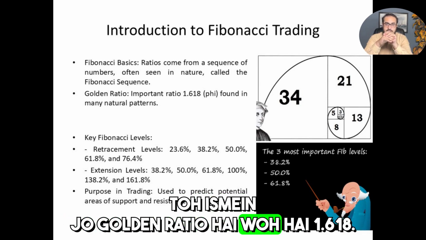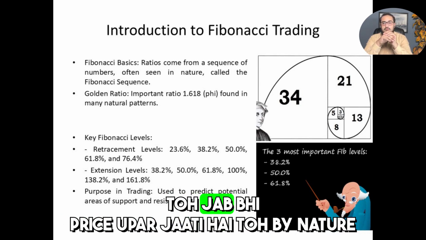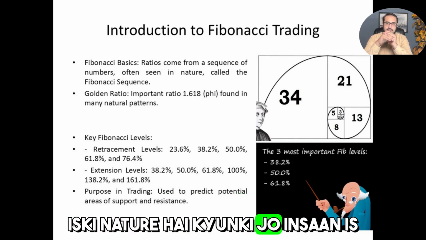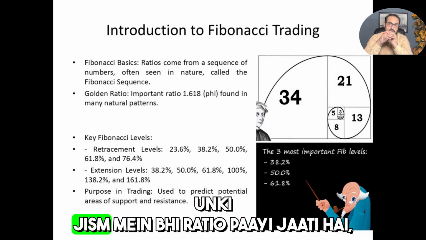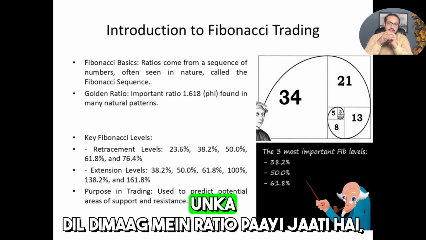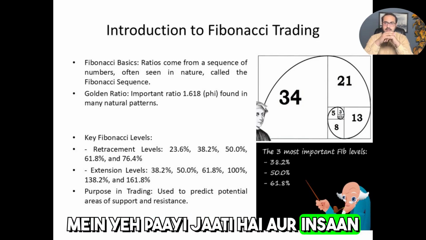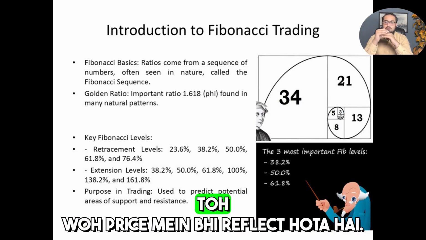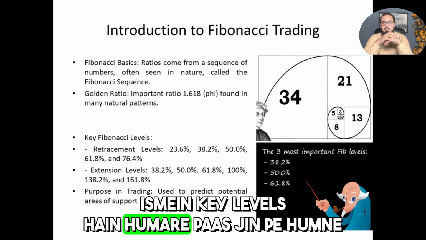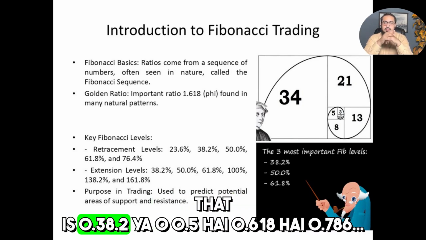There are different levels in this, and the golden ratio is 1.61. So whenever the price goes up, by nature, because the humans using it also have these ratios in their bodies, because they are found in humans, and the market is moved by humans, so it is reflected in the price as well. There are levels in this that we have to keep an eye on and notice.